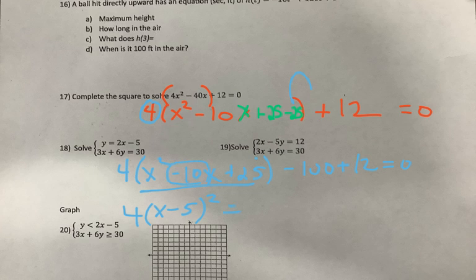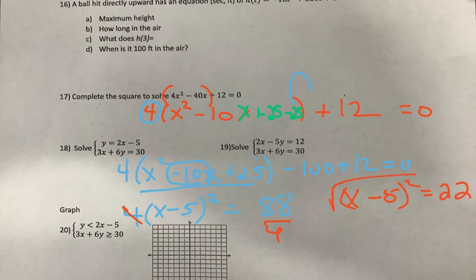And I'm going to move the other stuff across to the other side, which is going to be 88. If you don't know that, negative 100 plus 12 is 88. And divide by 4. So divide by the 4. So that's 22. Oops, no, 44, 4. So x minus 5 squared. I've effectively made it a simple one.